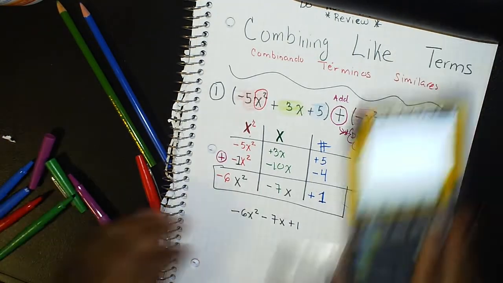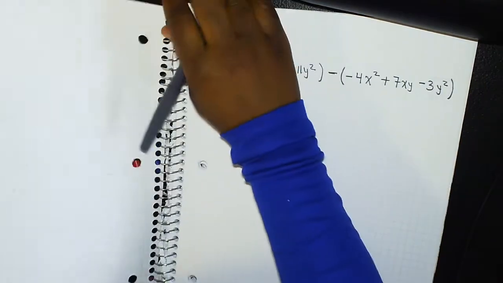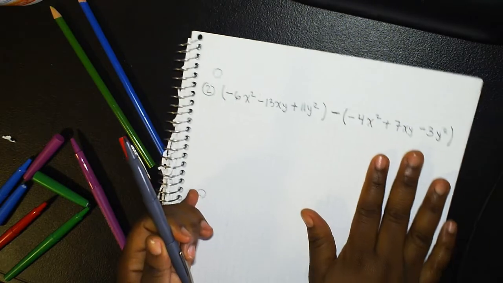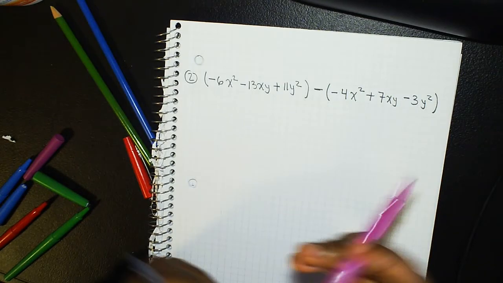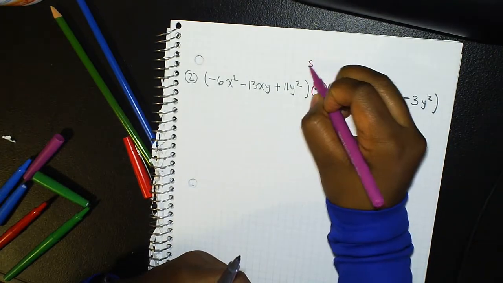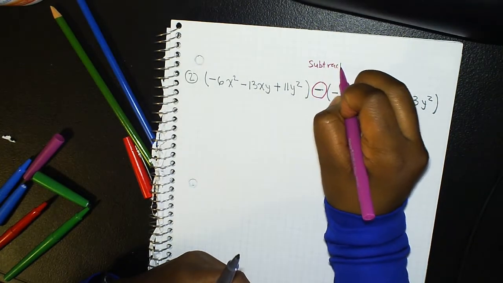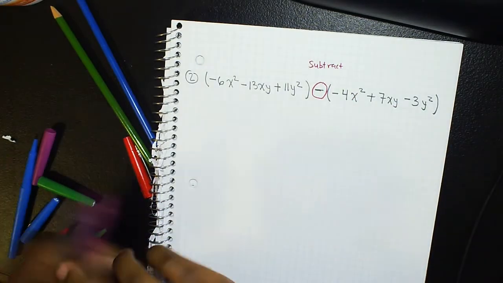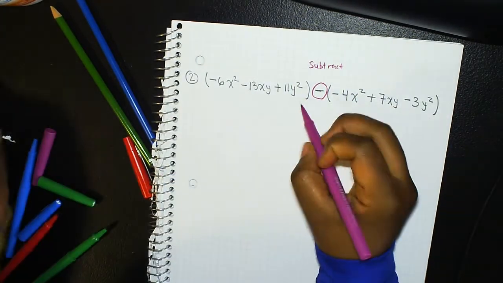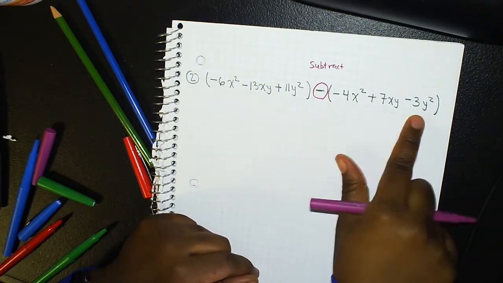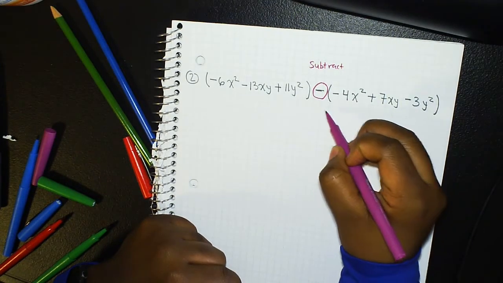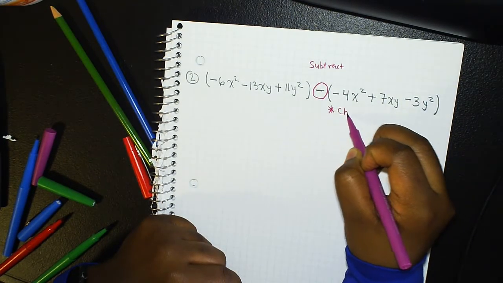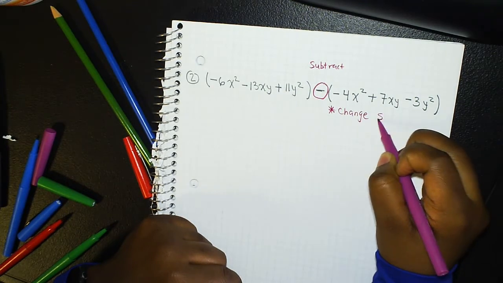Let's do another example. Example number 2. First, let's observe it. I see two expressions in parentheses, and this time I see that we are subtracting. Now, the special thing about subtracting is we have to change our signs, and that only applies to the second term. So I'll explain that a little bit later. Change signs.